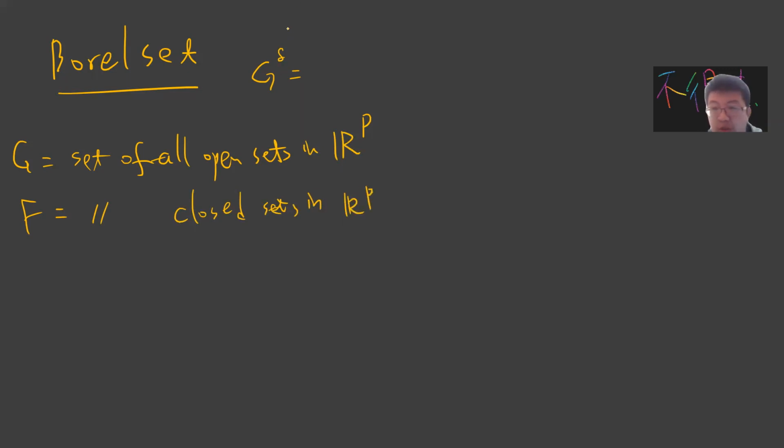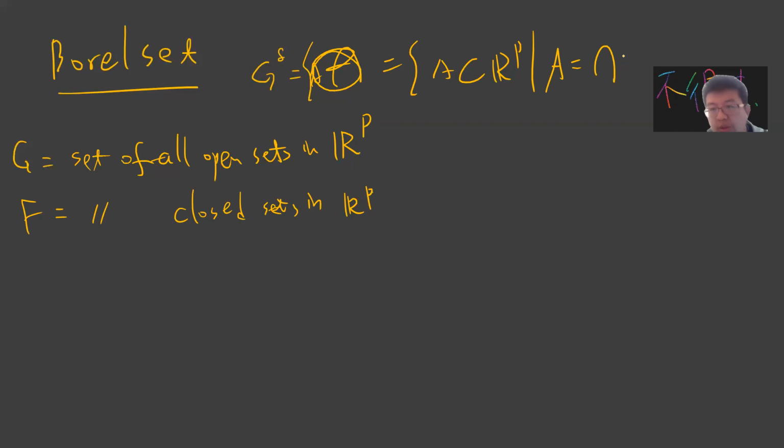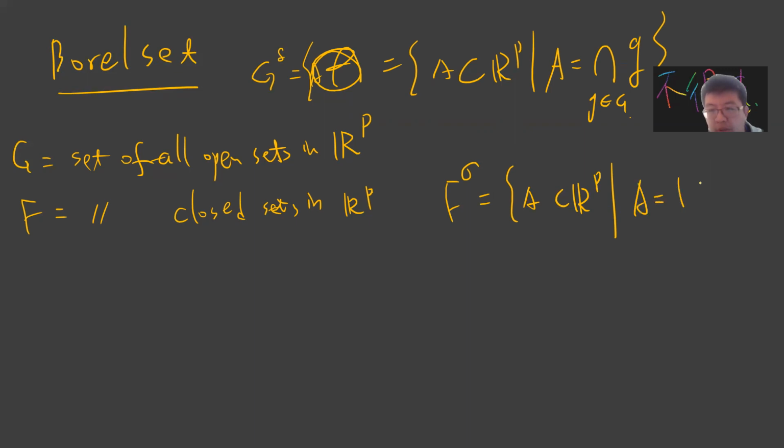Now I can define a G delta. G delta is the set of all subsets A of R^p such that A is an intersection of open sets G, where G belongs to the open sets. And then you can define F sigma, which is all the subsets of R^p such that A can be written as a union of sets F, where F belongs to the closed sets. Sigma means union.